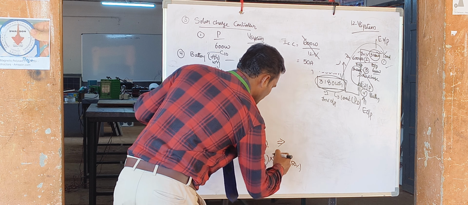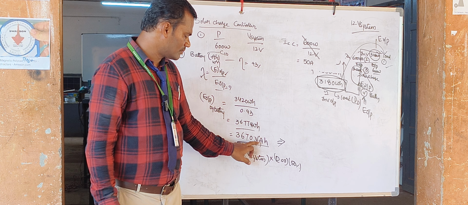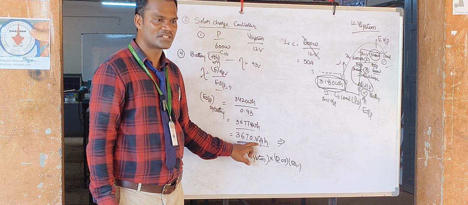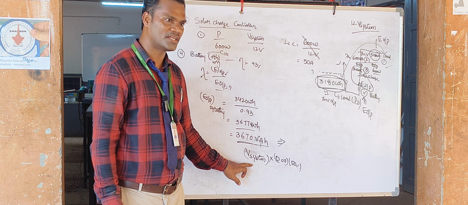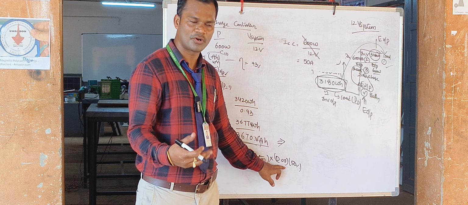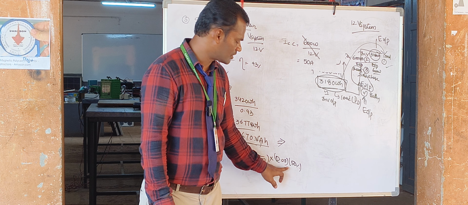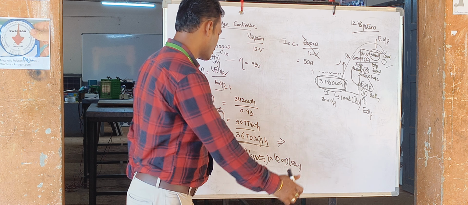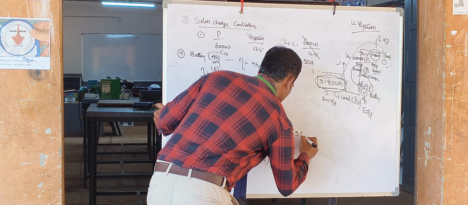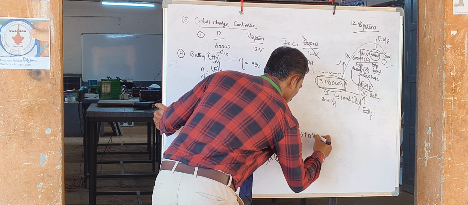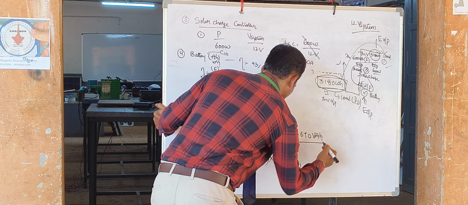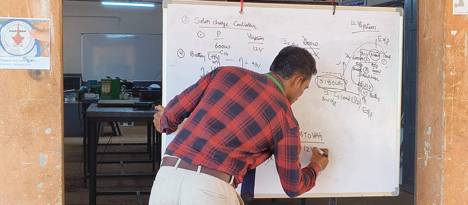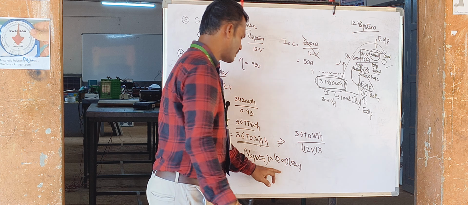So in order to express in ampere hour, what is creating a disturbance for me? Voltage. That's why I should divide with system voltage, and this is also a drawback to the battery, which is nothing but depth of discharge. That's why I'm dividing with 50 percentage. 50 percentage means 0.5. Now you calculate this value. 3670 volt ampere hour divided by, what system voltage did we select? 12 volts, into, what is the depth of discharge?